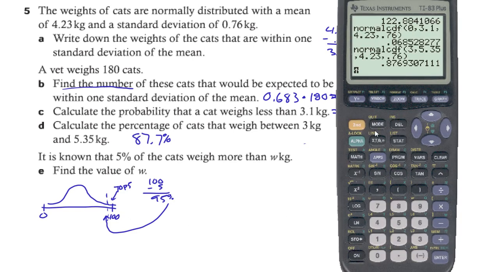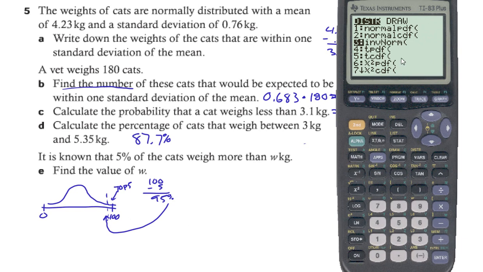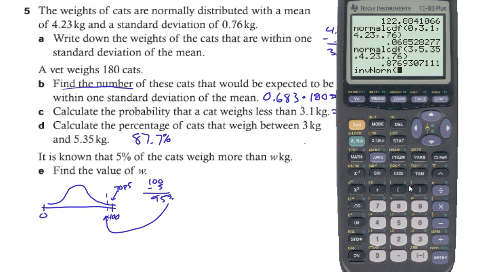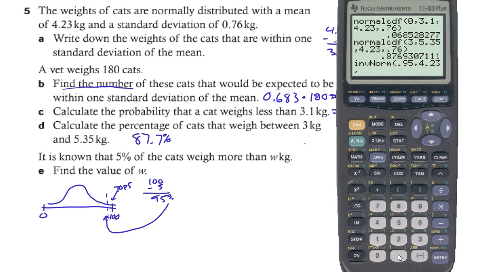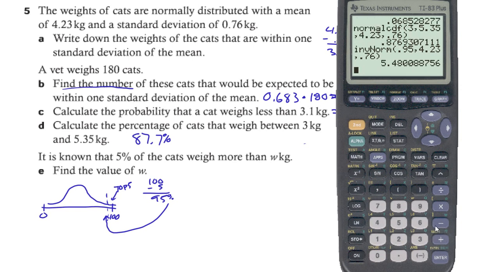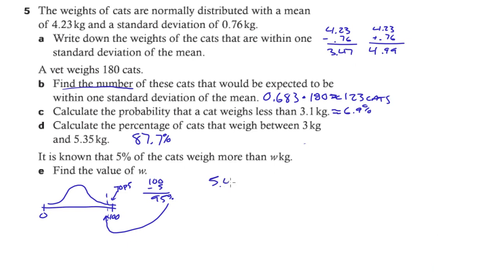So second distribution, we're talking about percent, so we're going to do inverse normal. We want to find the top 5%, so 0.95. And then our mean, which is 4.23, and our standard deviation, which is 0.76. Okay, push enter. And let's see, find the value. 5% of the cats weigh more than W kilograms, so 5.48 kilograms is the top 5%. So W is 5.48 kilograms or more.